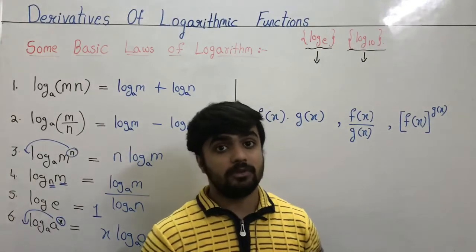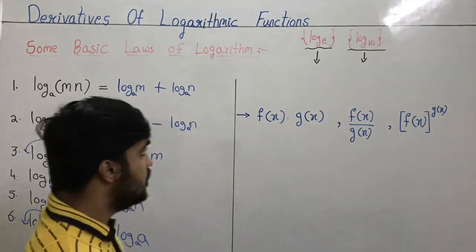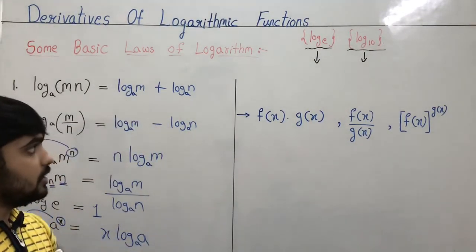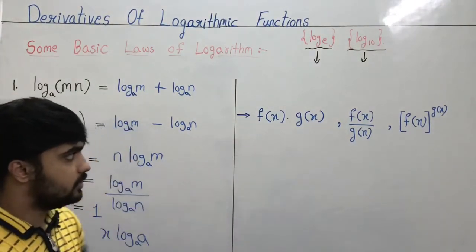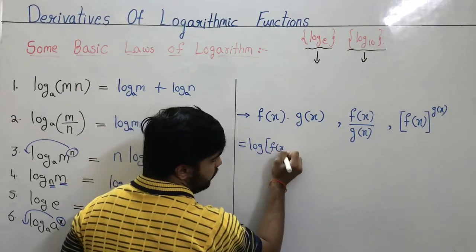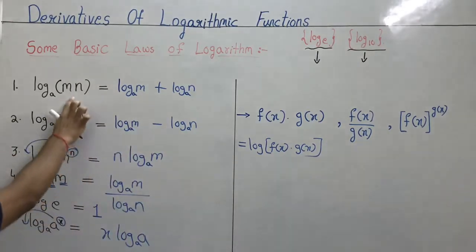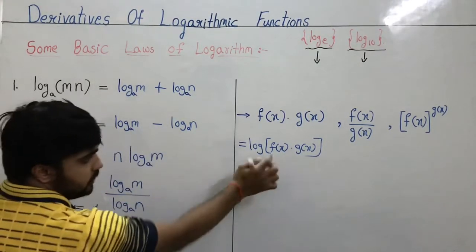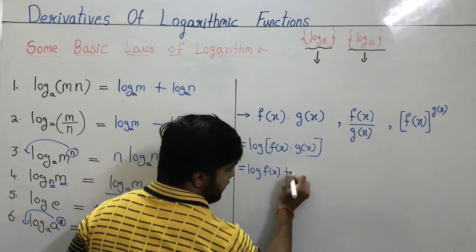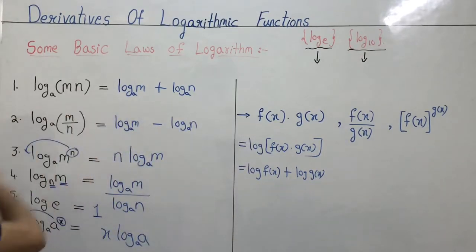Okay, but before that, let's see when some complicated functions are there, how to separate them. So if they have given you two functions, f of x into g of x, so we can apply log to these functions. So it will be log of f of x into g of x. So this is same as this, log m into n. So we can write this as log of f of x plus log of g of x. So here we are using first law.